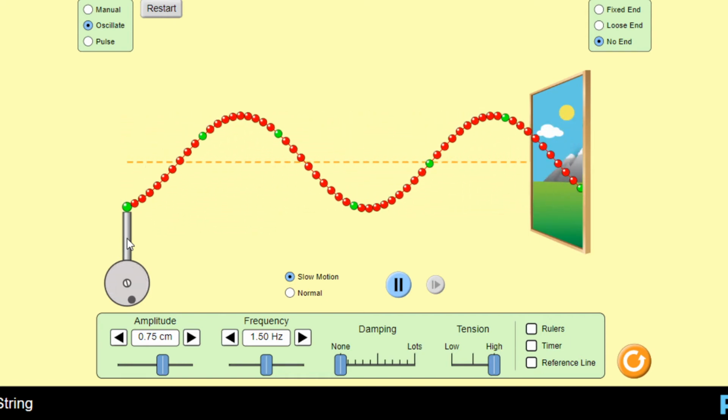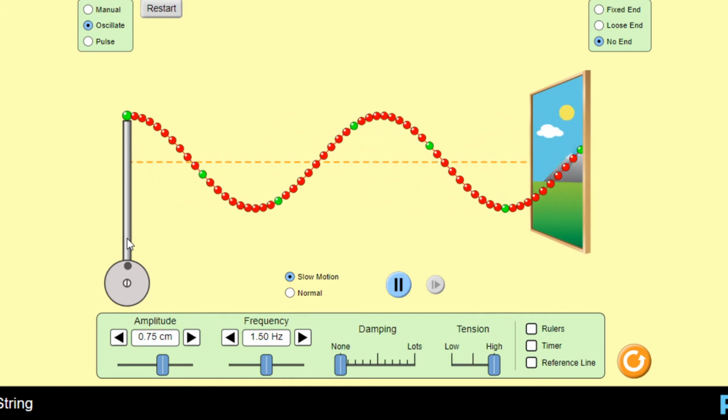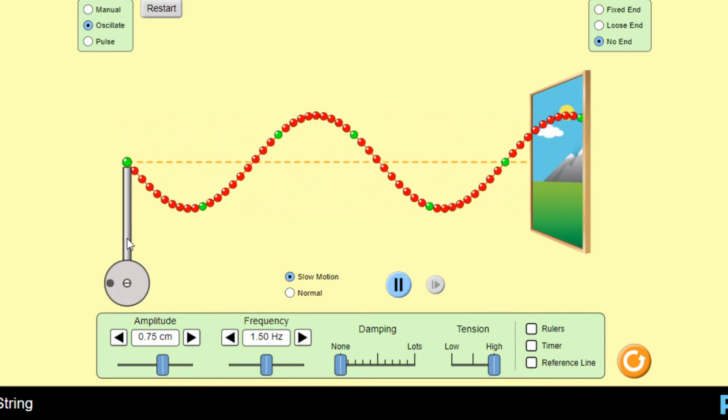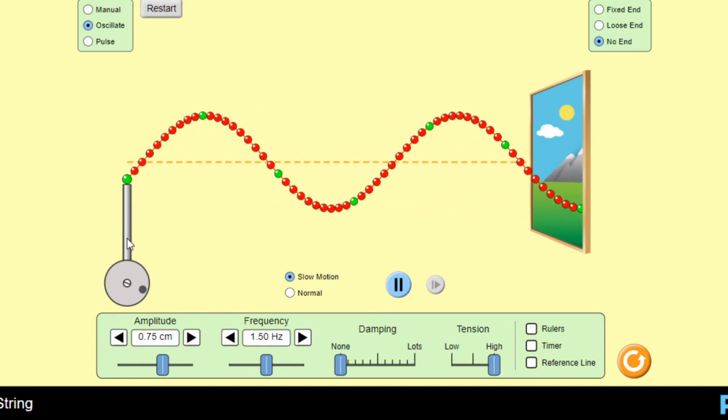Now, what can we measure with a wave? There's five quantities I want you to think about and come up with definitions and write them into your Google Doc. Let's have a look at them.